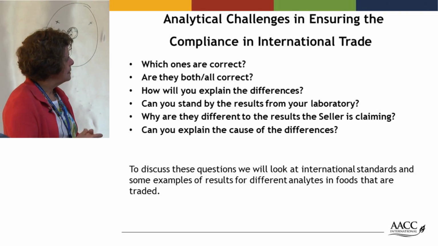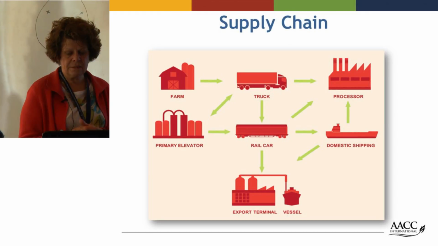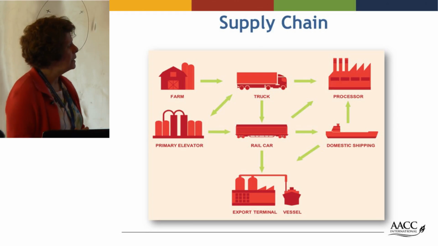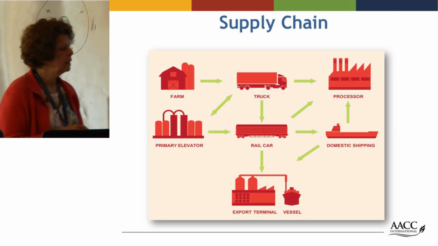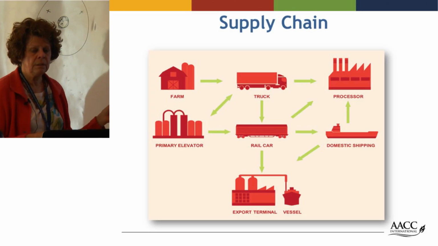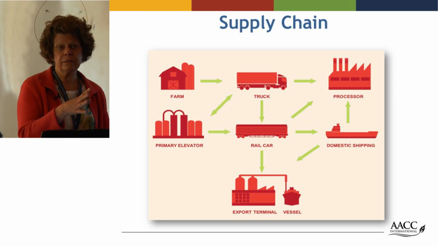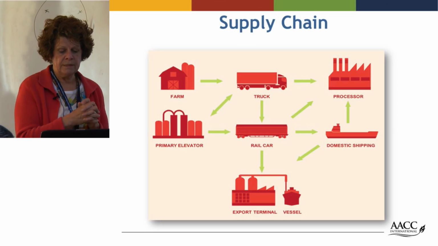So I'm going to give you a few examples. I'm still going to stick with wheat, just because it's something that I know a little bit about. This is a supply chain. It's an idealized supply chain. We start at the farm. The farmer delivers the wheat to an elevator, usually using a truck or some other type of transport device.